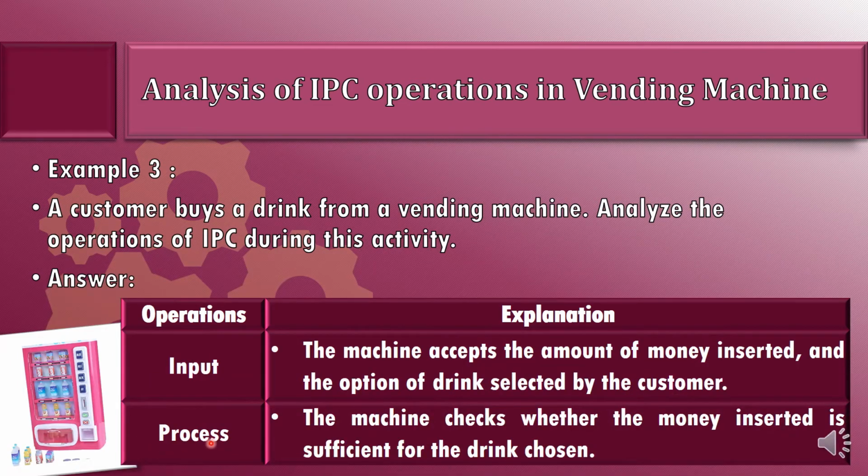Second is process operation. Let's look at how we answer this question. The machine checks whether the money inserted is sufficient for the drink chosen. So the verb we use here is check. Check represents process operation.